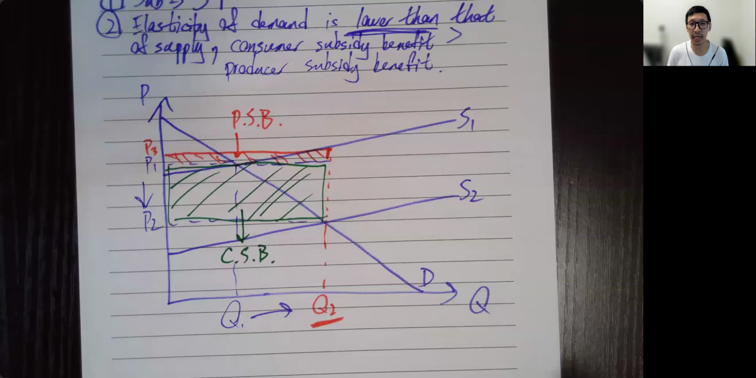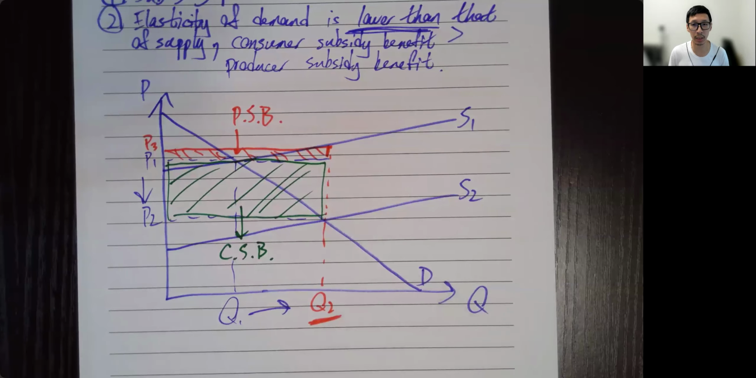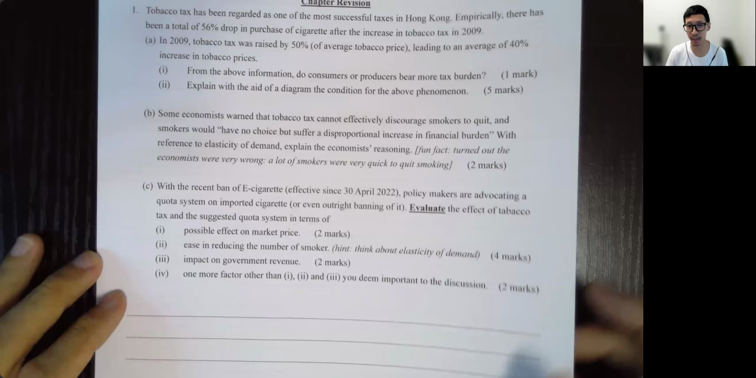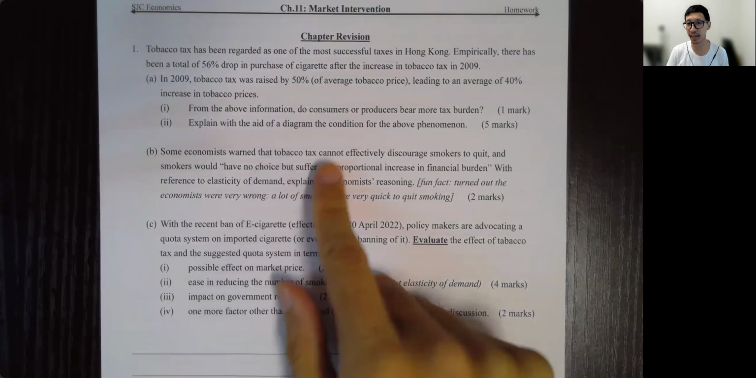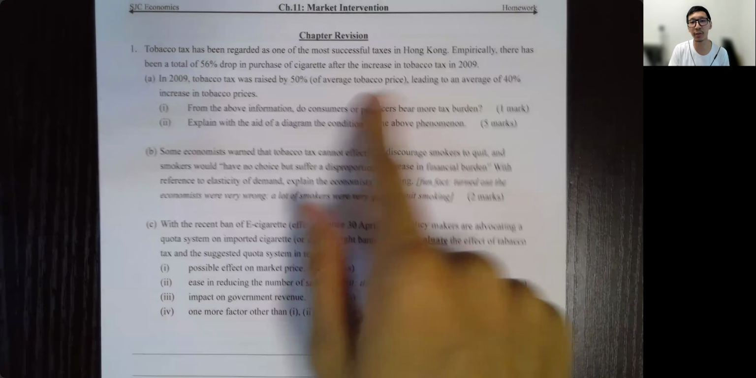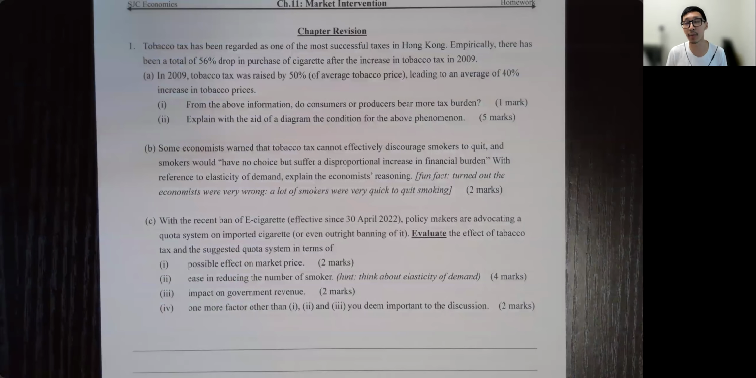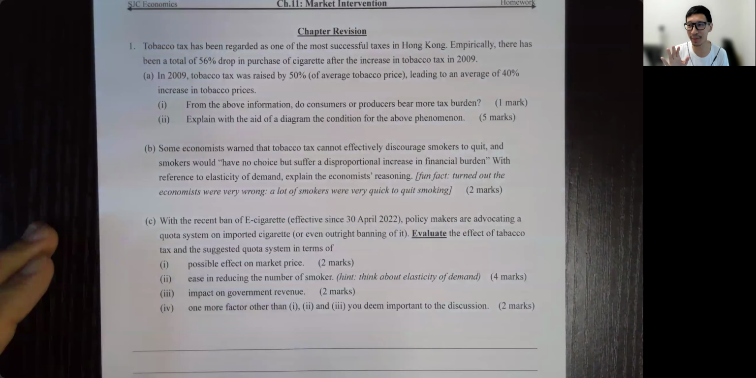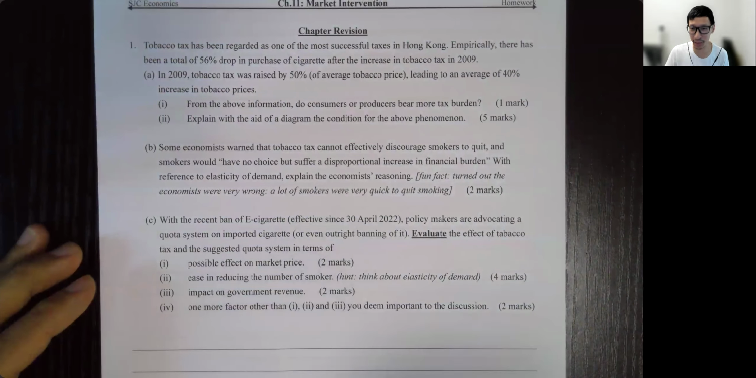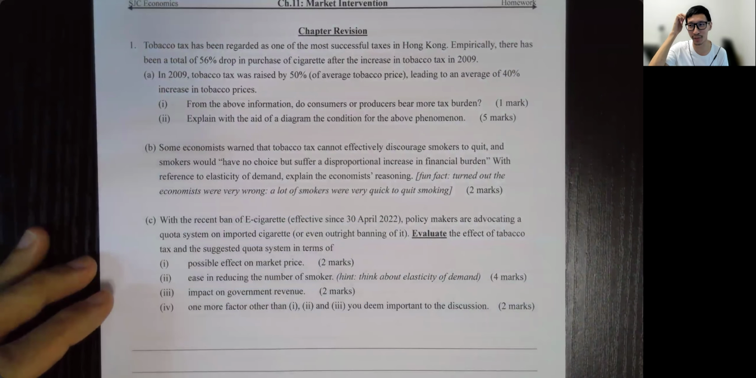Now, finally, let's move on to the final 2 questions in our chapter revision, okay, which is here. The first one, you are very familiar with. It's about the tobacco tax, okay? Now this one, I think you already know the data, right? I've talked about it quite a lot of times in our lesson, right? Now, part A1, it requires a little bit of your common sense, which unfortunately, I think many of you do not have, okay?